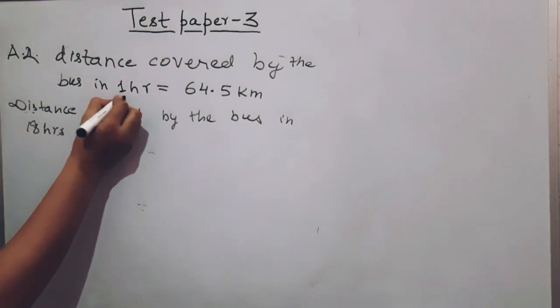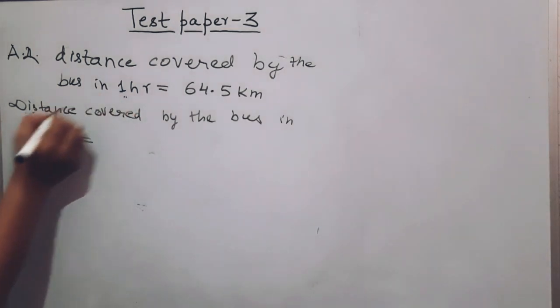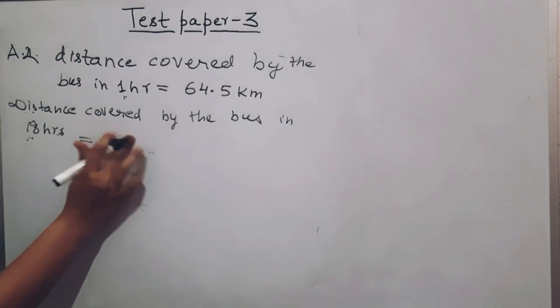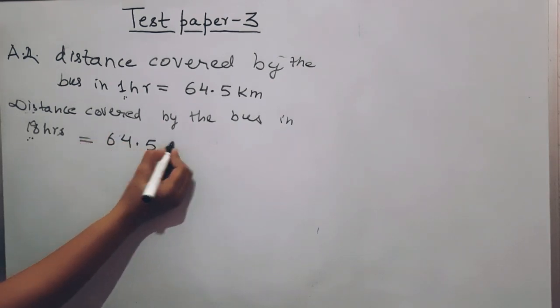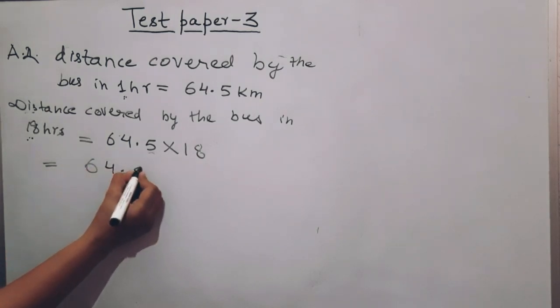18 hours means for 1 hour it is given, you have to find out for 18 hours. You have to find out for more. एक का दिया है, ज़्यादा का पूछा है. Then we are going to multiply. So 64.5 will be multiplied by 18. Now I am going to multiply it for you.